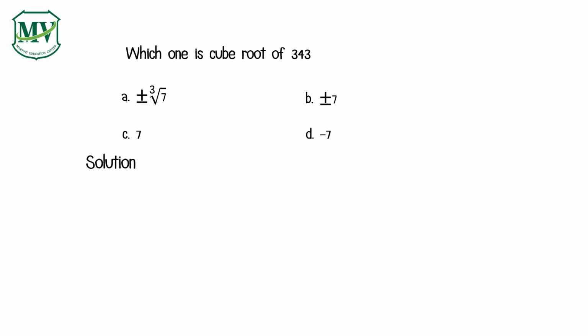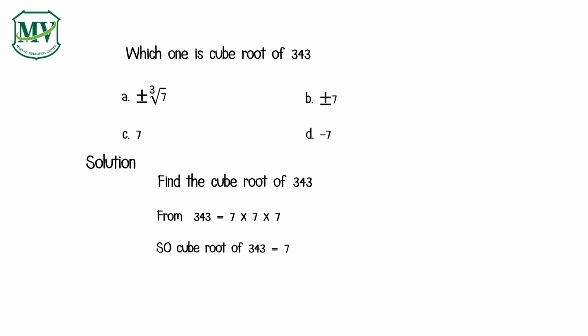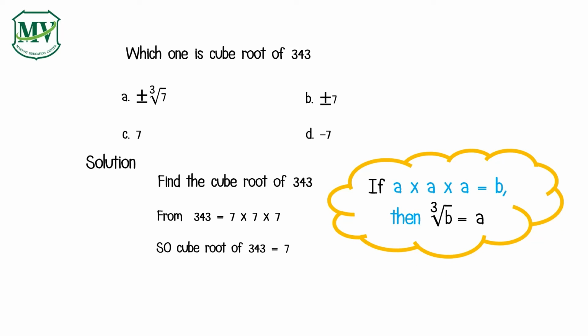Let's see the solution. Find the cube root of 343. So 343 is equal to 7 times 7 times 7. So the cube root of 343 is equal to 7, because if A times A times A is equal to B, then the cube root of B is equal to A. So the answer is letter C.